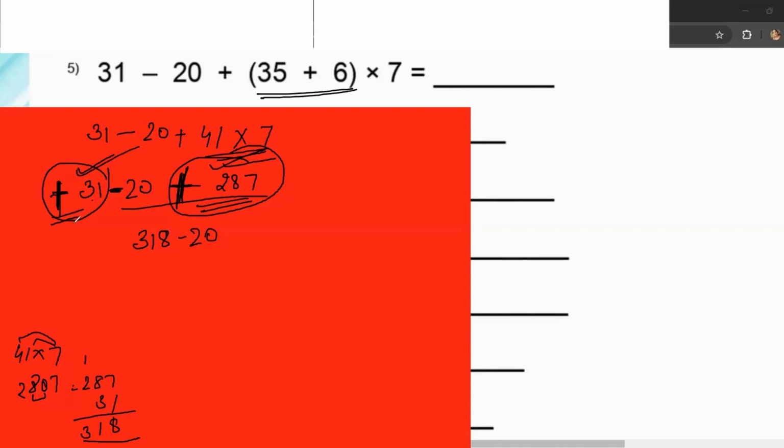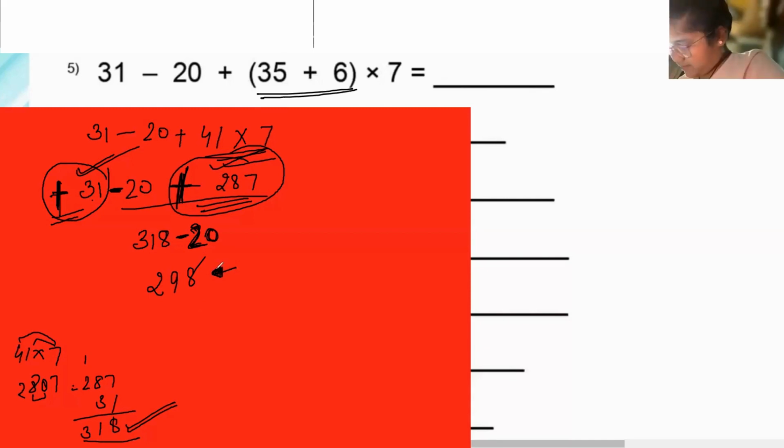Okay. And now you add both, you get 318. And from that 318, you subtract 20. Clear or not, bache? So the answer will be 298. Ma'am, I got the same answer. Veda, understood, bache? Yes, ma'am. Radhika, did you get this correct, bache? Yes, ma'am.